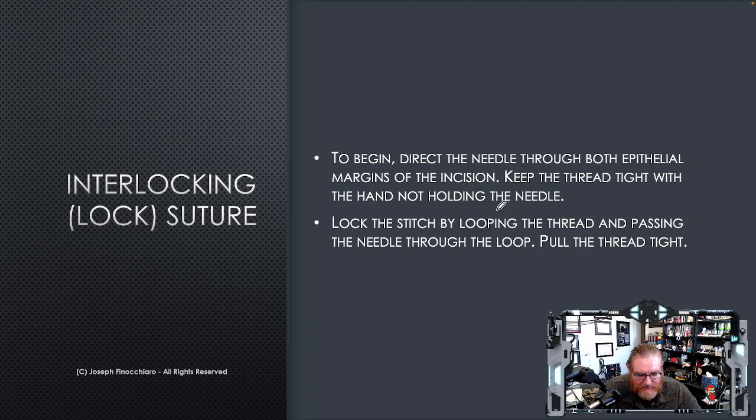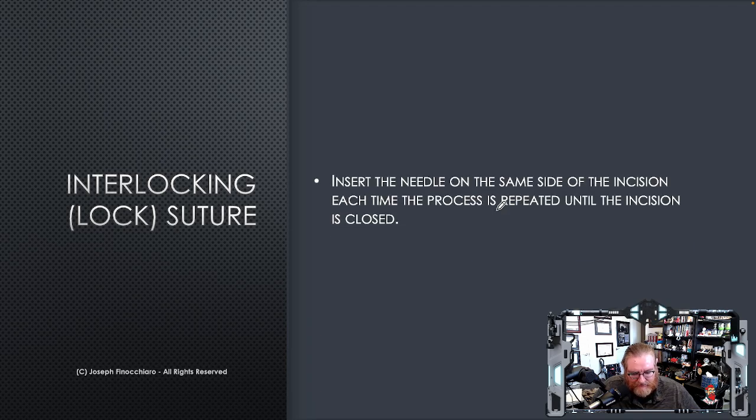To begin, direct the needle through both epithelial margins of the incision. Keep the thread tight with the hand not holding the needle. Lock the stitch by looping the thread and passing the needle through the loop. Pull the thread tight. Insert the needle in the same side of the incision. Each time the process is repeated until the incision is closed. So if you are doing a true lock suture, you are tying it down at every stitch. That is a bit overkill, but you may need to do that in some cases.